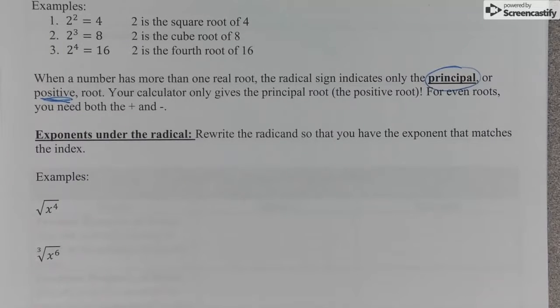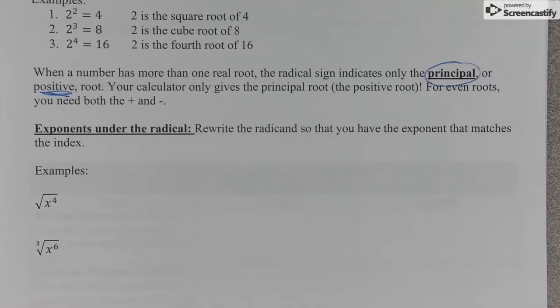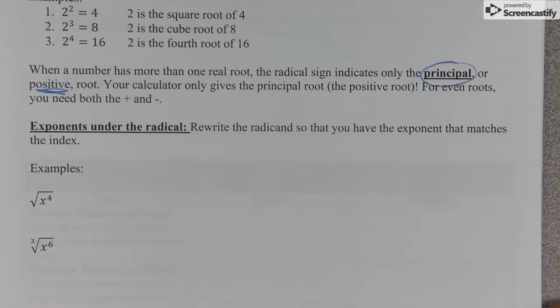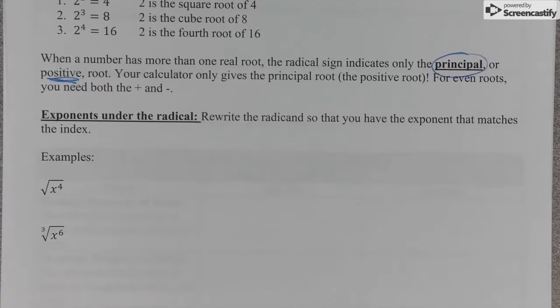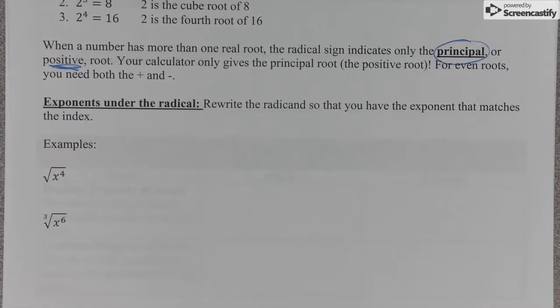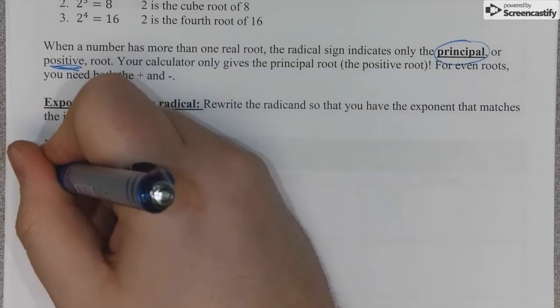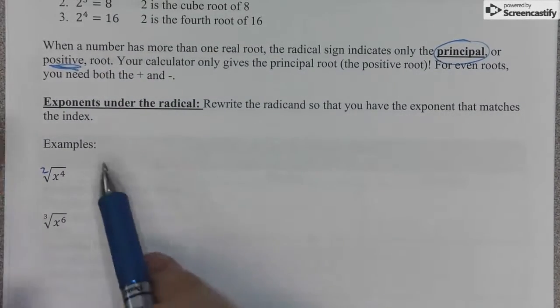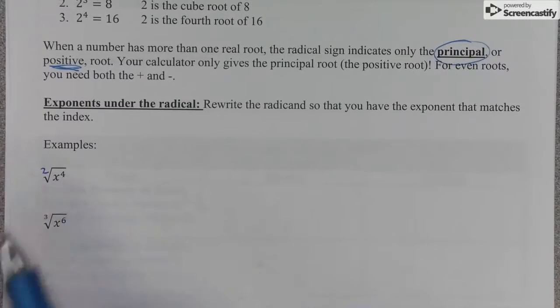But let's get some practice here, rewriting the radicand so that you have the exponent that matches the index. So what does that mean? Let's take a look at an example. It says square root of x to the 4th. Remember, if there's not a number there, it implies that there's really a 2. We want these two to match. So we want this really to say x squared.